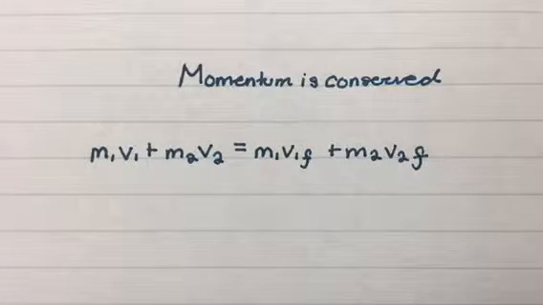So let's start by remembering that momentum is conserved. That means the momentum we start with is the same amount of momentum we end with. That gives us a starting equation: m1 v1 plus m2 v2 is equal to m1 v1 final plus m2 v2 final.